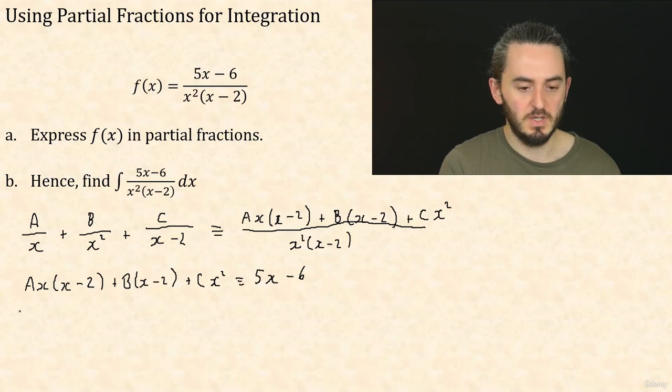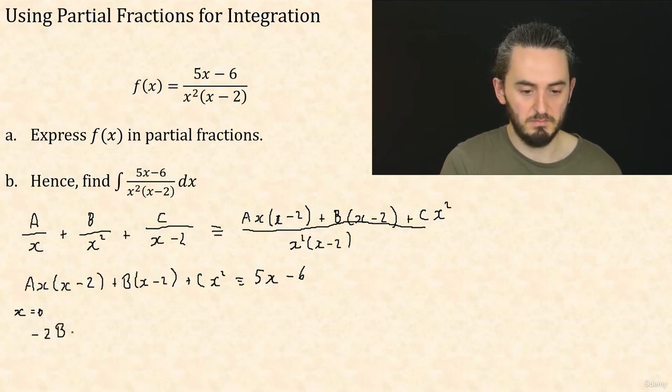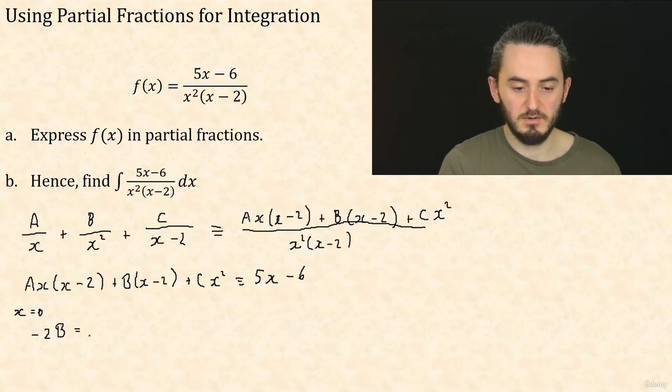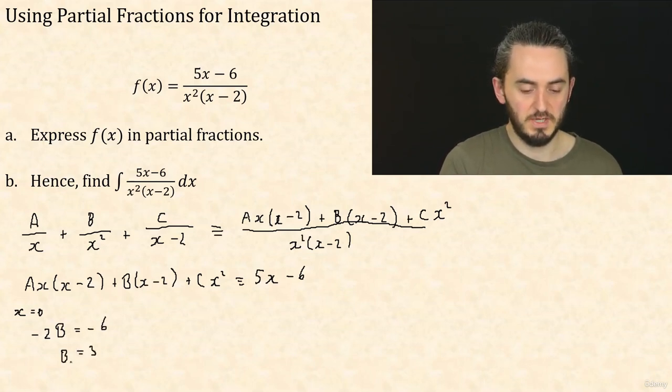You'll see. So nice, easy first one is x equals 0, because that gets rid of this and this. The only one that survives is b times (0 minus 2), or minus 2b. Put 0 in here, and I just get minus 6, and therefore b is 3.